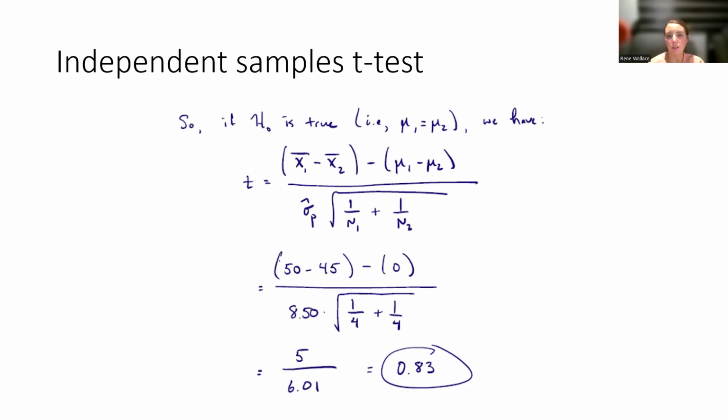So for our numbers, right, we have 50 minus 45 minus 0. And then we have 8.50 times the square root of 1 divided by 4 plus 1 divided by 4, which gives us 5 divided by 6.01, which gives us 0.83.